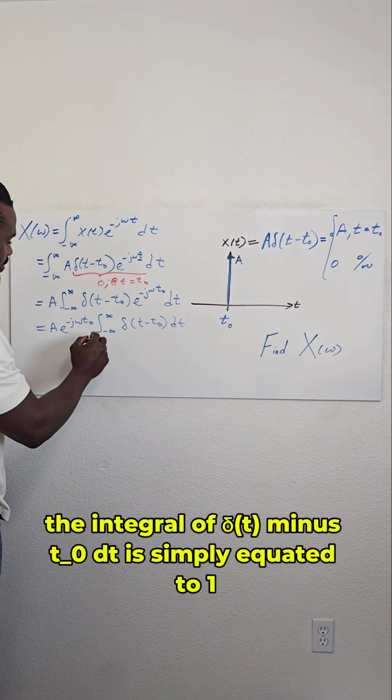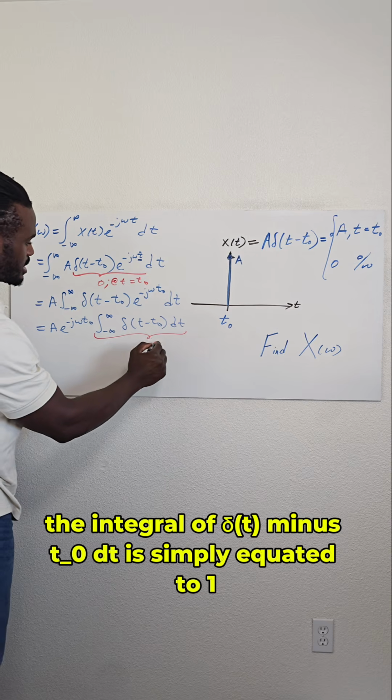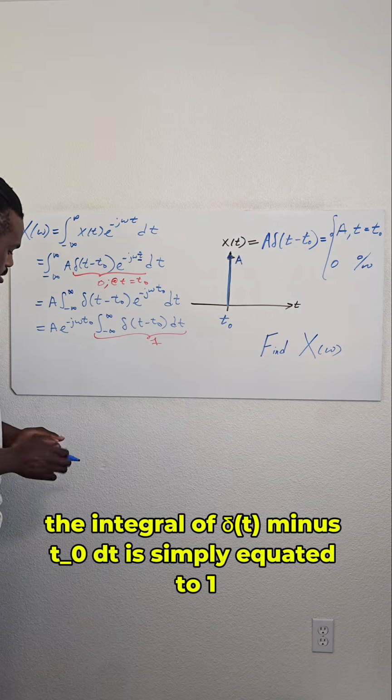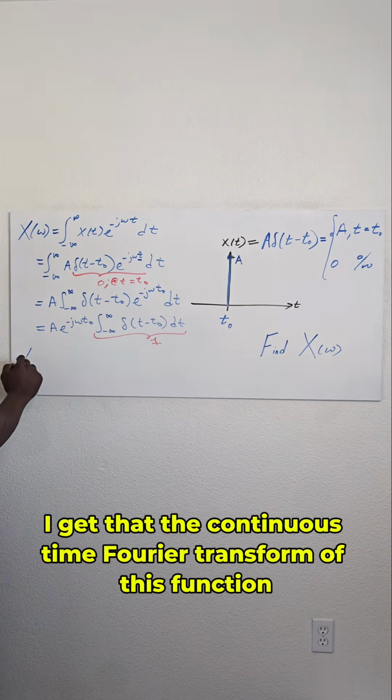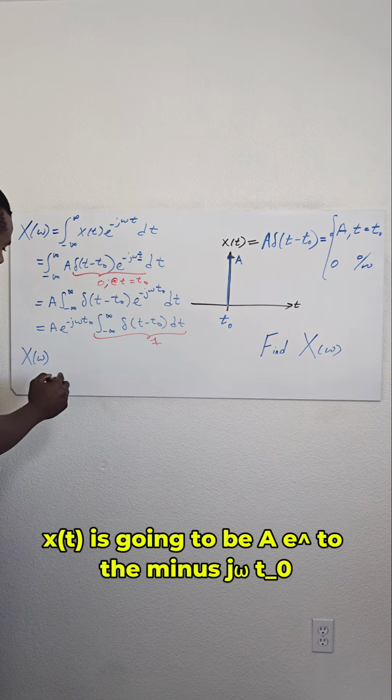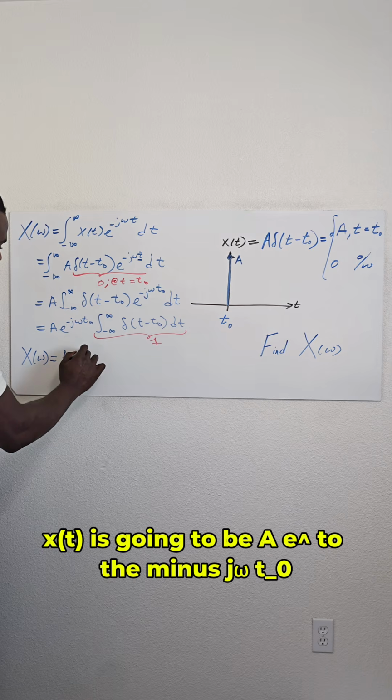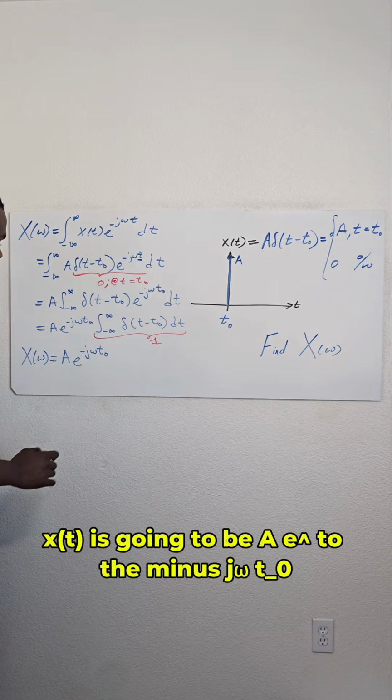The integral of delta(t - t naught) dt is simply equated to 1. So then I get that the continuous time Fourier transform of this function x of t is going to be a e to the minus j omega t naught.